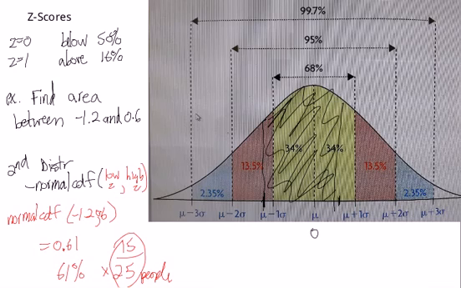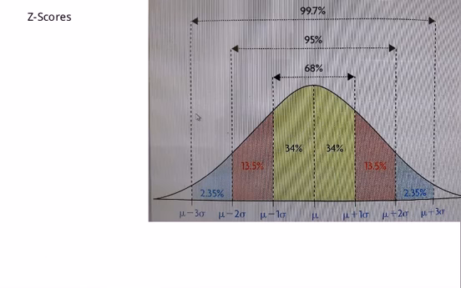Okay, let's look at a different one. So let me clear this off. Okay, so now this time let's find the area below a z-score of 1.1. Okay, so we know 1.1 on our graph is right about there, so we want that entire area. So it should be a little bit bigger than 84%, maybe 85 to 90, somewhere in there.